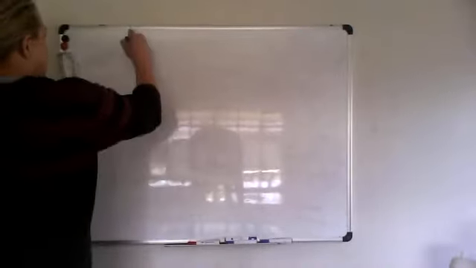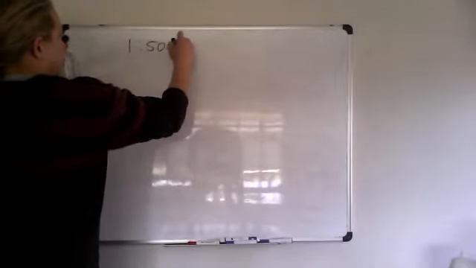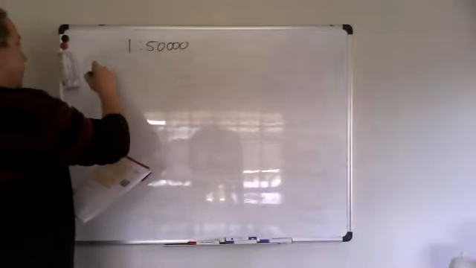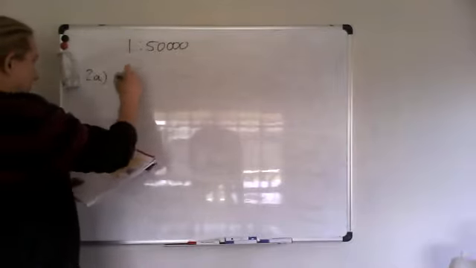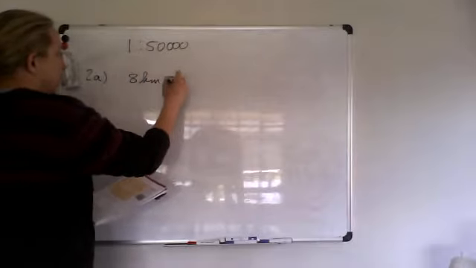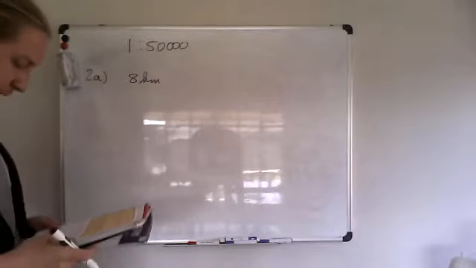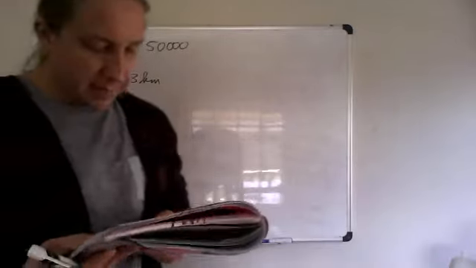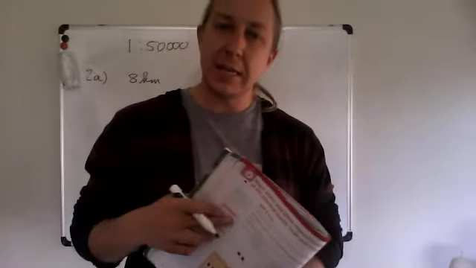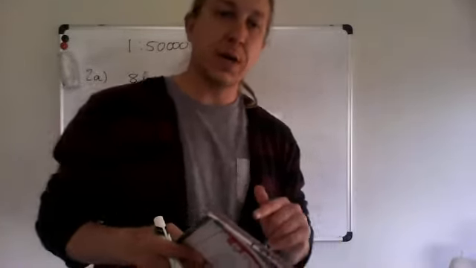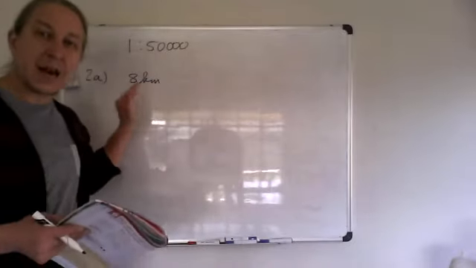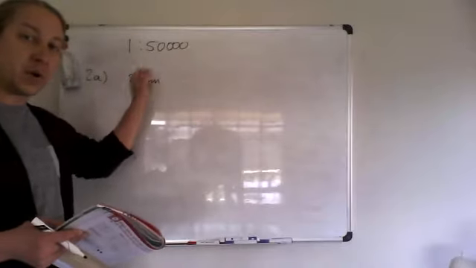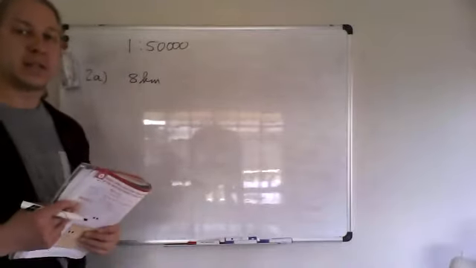Okay, so we have the same scale, 1 to 50,000. I guess I shouldn't have rubbed that out. And we have a distance of 8 kilometers. So this is 2a, 8 kilometers. Okay, so 8 kilometers is the distance on the ground. They are asking for us to give them the distance in centimeters on the map. So what we need to do is take these kilometers, convert them into centimeters, and then apply the scale of this 1 to 50,000 to get the distance on the map.